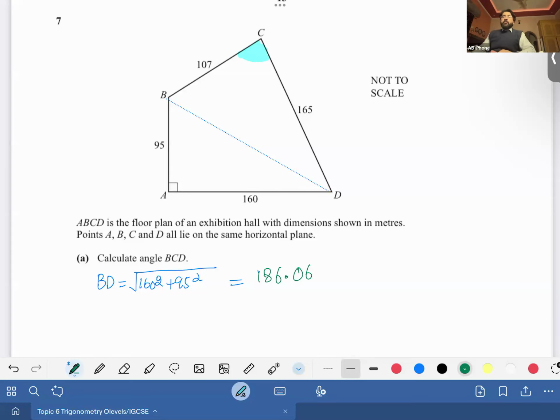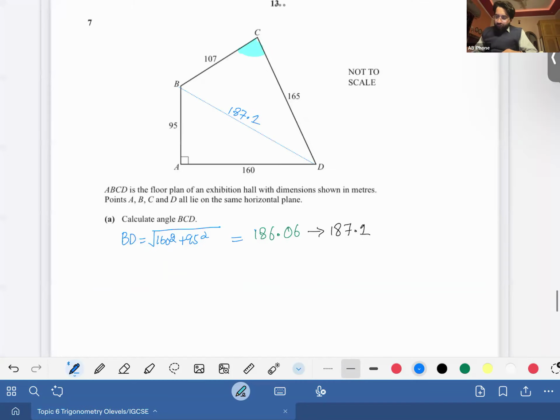बेटा यही आ रहा है 186.06. चलो एक ही बात है तो हम लिख देंगे 1 डेसिमल प्लेस तक 187.1. Any problem? No, sir. Okay, so this is 187.1. So now it's a cosine rule for C.